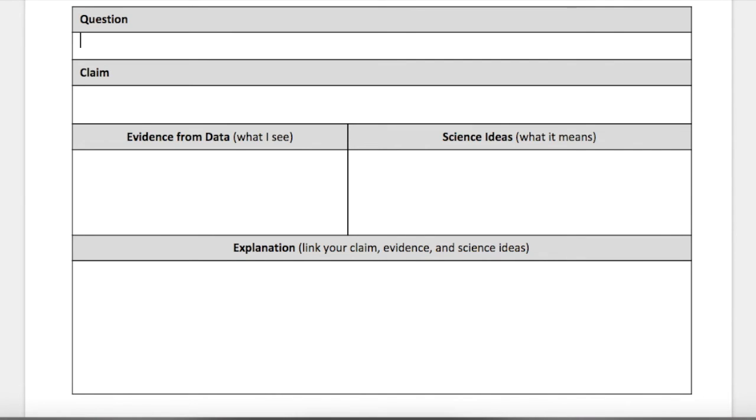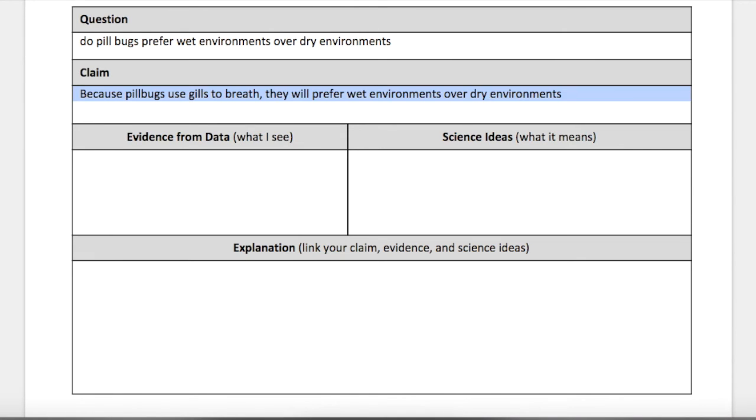You start out by stating the question. Our question was, do pill bugs prefer wet environments over dry? Next, you figure out what your claim was. This is where you state your hypothesis. Our hypothesis was, because pill bugs use gills to breathe, they will prefer wet environments over dry environments.